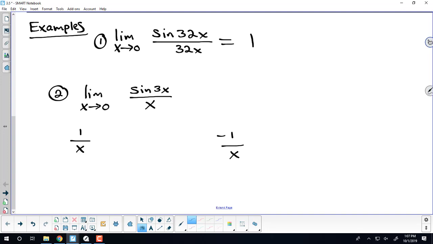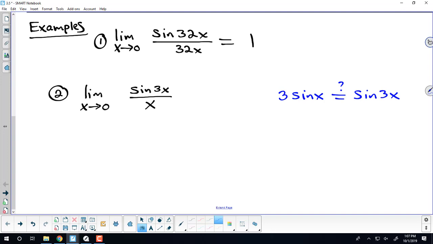Can we just bring the 3 out of the equation? So can we bring the 3 out that's in there with the sine? Can we do that? Because it's a limit, I mean, we can't, right? Or, well, is that a constant times a function of x? So is 3 sine x equal to sine 3x? Is that the same thing?